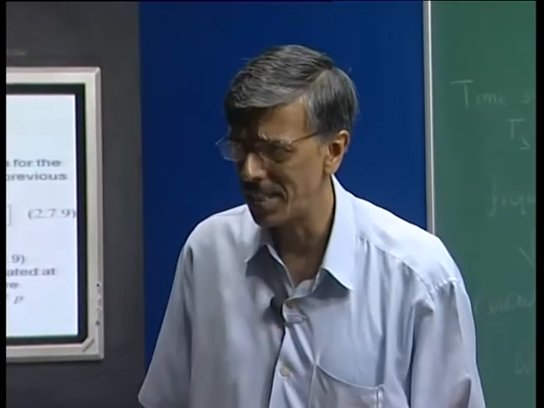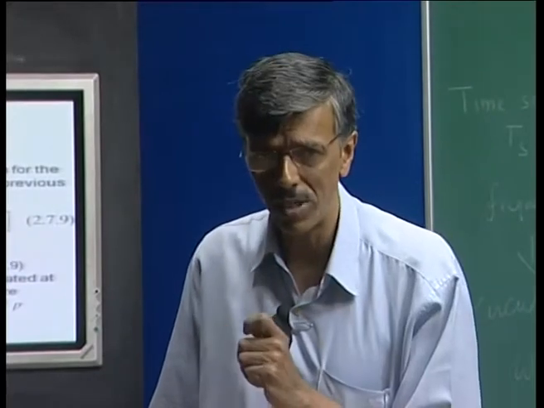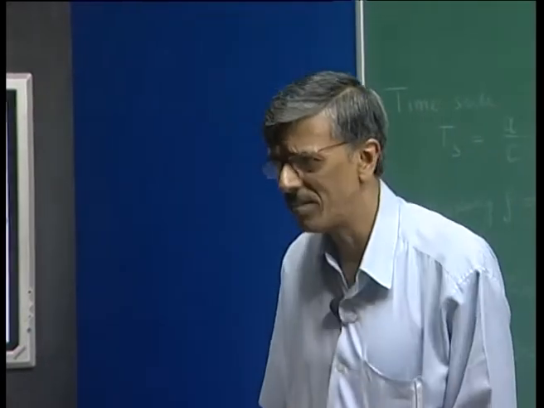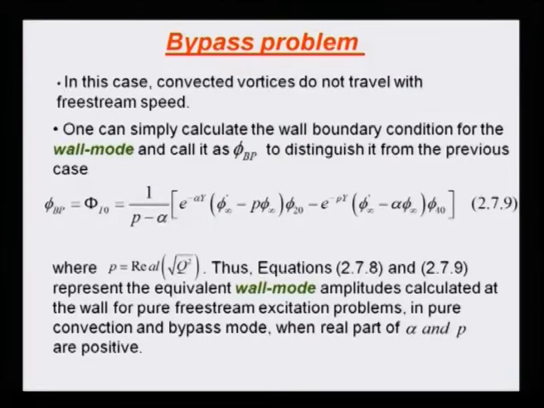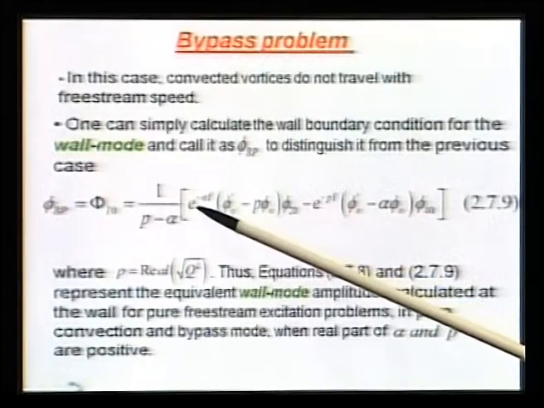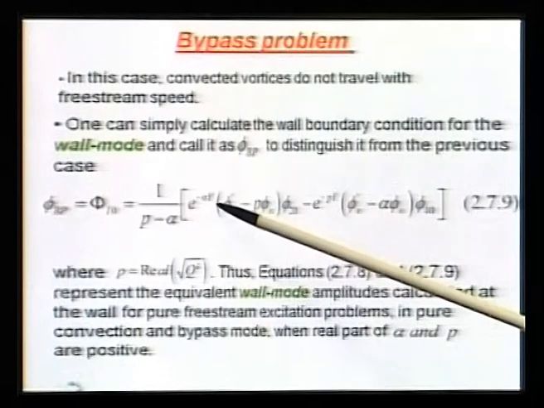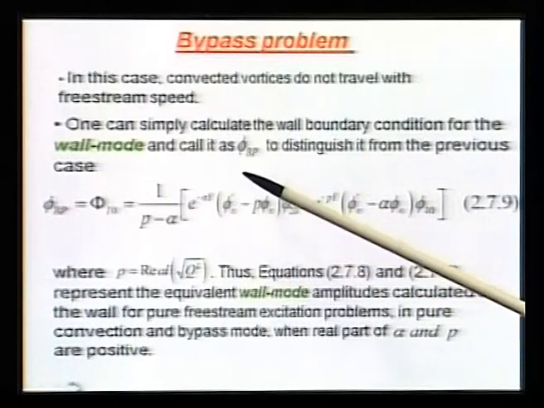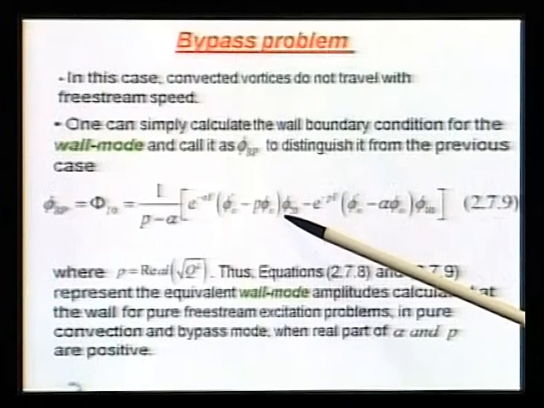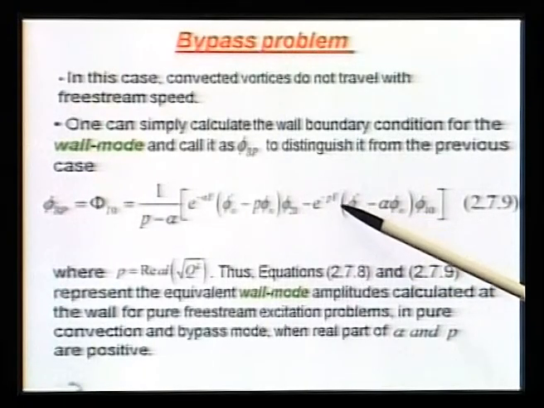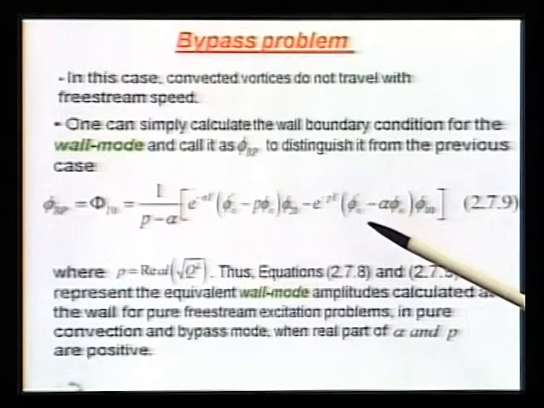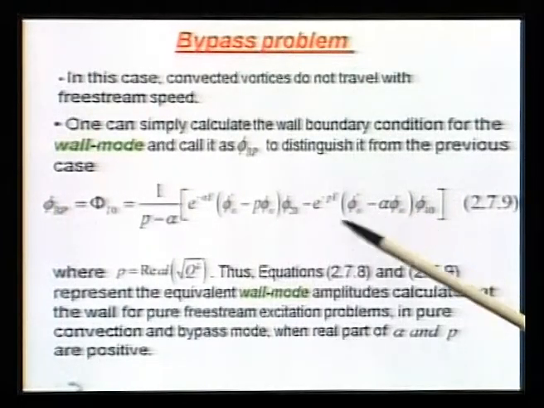Right? What we are doing here is again satisfying the free stream condition to calculate C2 and C4. Having obtained C2 and C4, they are here. This is your C2, e to the power minus alpha Y, capital Y, into phi infinity prime minus p phi infinity. And C4 is this, minus e to the power minus pY within parenthesis phi infinity prime minus alpha phi infinity. So this is your C4, this is your C2.